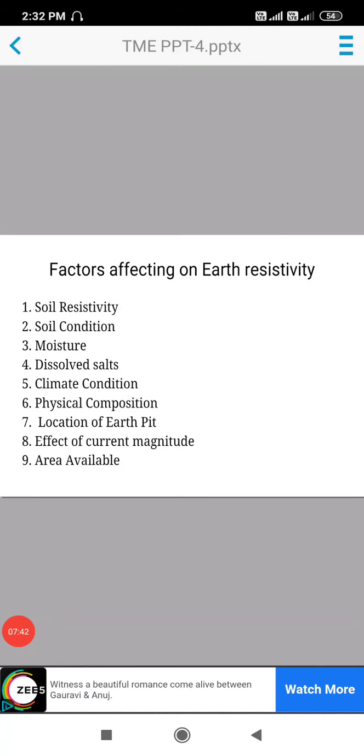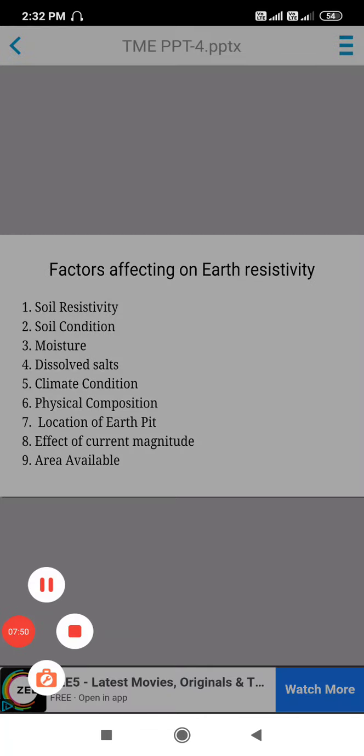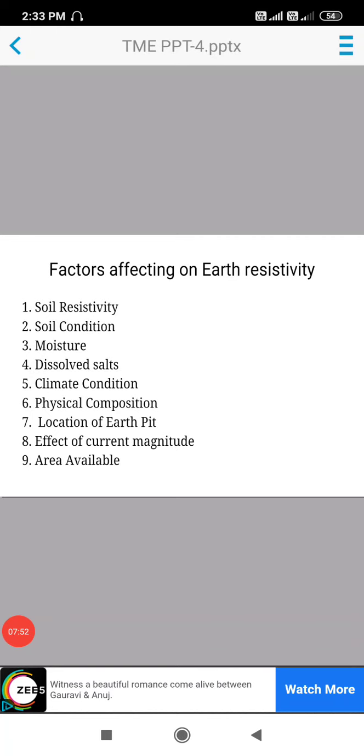The next one is the location of the earth pit, which is also an important factor. Whenever we have to do the earthing, this will affect the earth resistance. The magnitude of current also affects the soil resistivity. If a large amount of current flows through the soil, it will dry the soil and the resistance will increase. Then the area available is also one of the factors. It will affect the resistance.